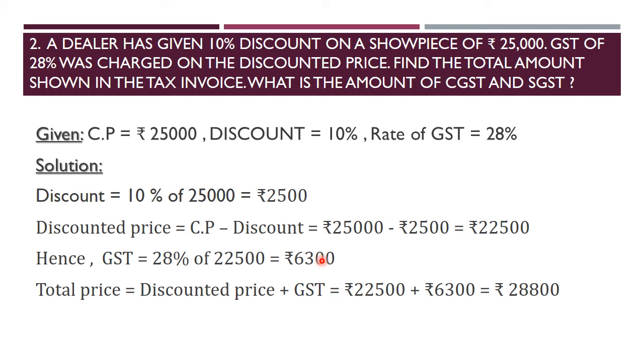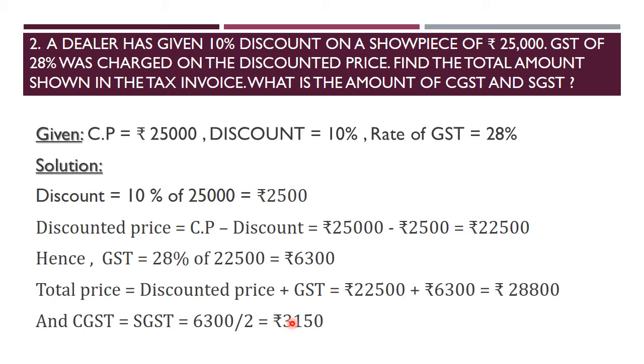So half of it will be central GST and half of it will be state GST. So that also we need to write. So half of 6,300 should be 3,150 rupees. So that is CGST and SGST.